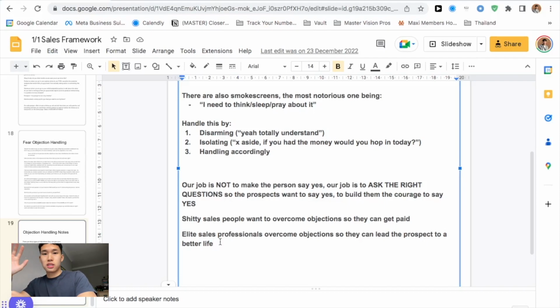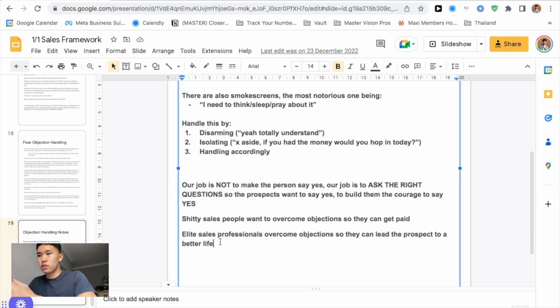Yes, that's great. That's the side effect. That's a benefit. But at the end of the day, you have to make it all about the prospect, because this is a big decision for them, or maybe not, but it has the potential to change the trajectory of their next couple of years. So you want to put their best interest first. And as it says here, you want to build them the courage to say yes. So this isn't malicious manipulation. This is building them courage.